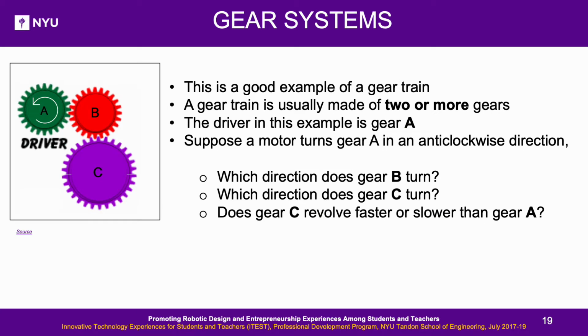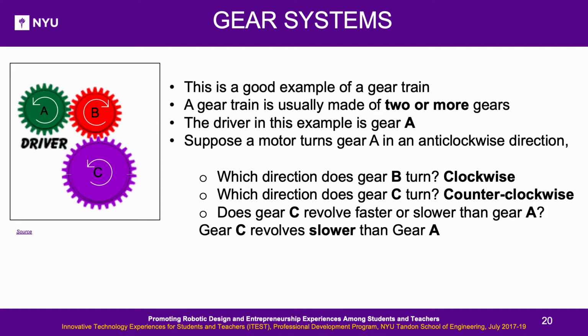Gear systems. The use of multiple gears constitutes a gear train system. They are used for high-power multiplication or division. In this example, suppose a motor turns gear A in an anti-clockwise direction. Which direction does gear B turn? Which direction does gear C turn? Does gear C revolve faster or slower than gear A?